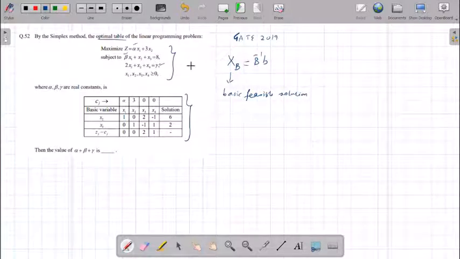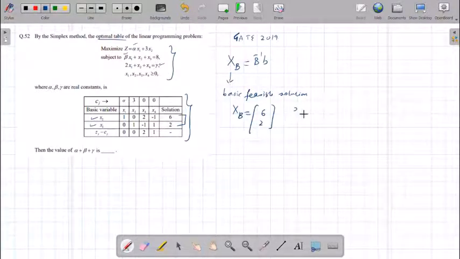Current table means whichever table you are at. In this case, this is the optimal table. So this is my XB. If I look at XB, this is 6, 2. So X2 is 6, X1 is 2, if you want to read the variables' values. But as a vector, this is 6, 2.